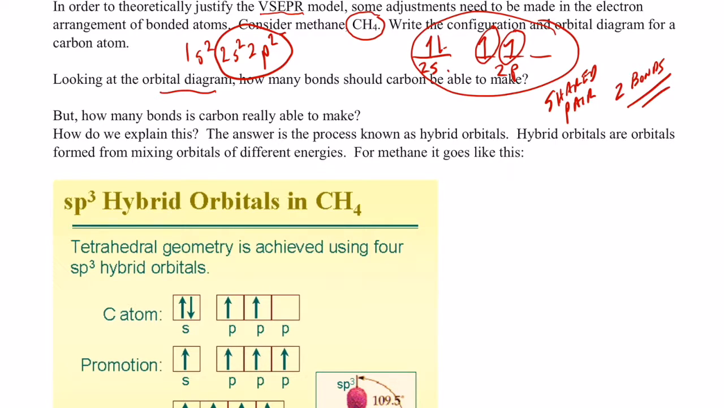But obviously, in CH4 methane, how many bonds is carbon really able to make? Well, it can make 4. So how do we explain this? How do we explain that it can actually share 4 pair when if we draw the orbital diagram, it looks like it can only share 2 pair? Well, the answer is the process known as hybrid orbitals. Hybrid orbitals are orbitals formed from the mixing of orbitals of different energies.